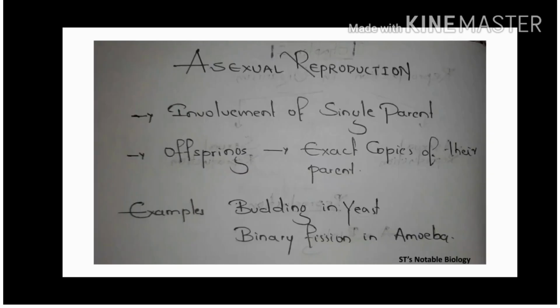Up to here we have seen that there is the involvement of a single parent. There is no necessity of two parents as in the case of sexual reproduction. And this is an important point: whatever offspring are produced from asexual reproduction, they are exact copies of their parent. This is a very important point. There are some examples: budding in yeast and binary fission in amoeba are examples of asexual reproduction.